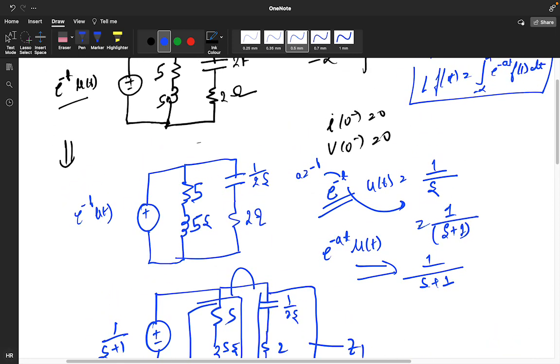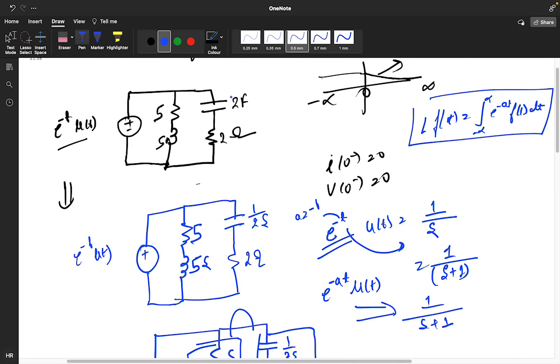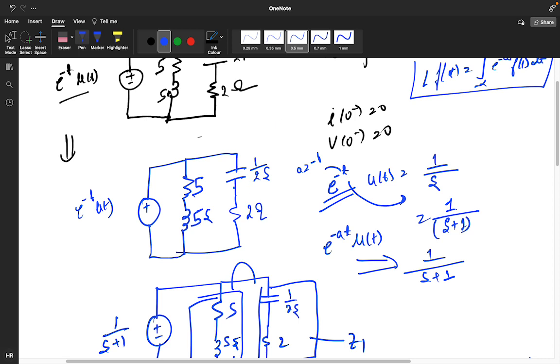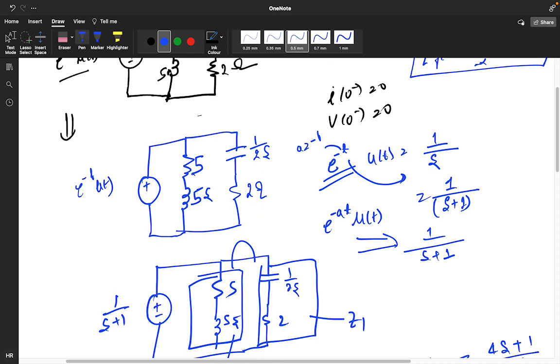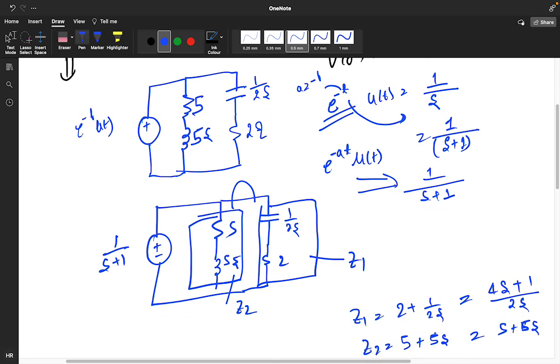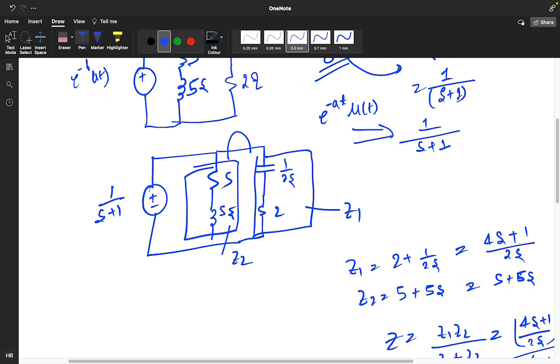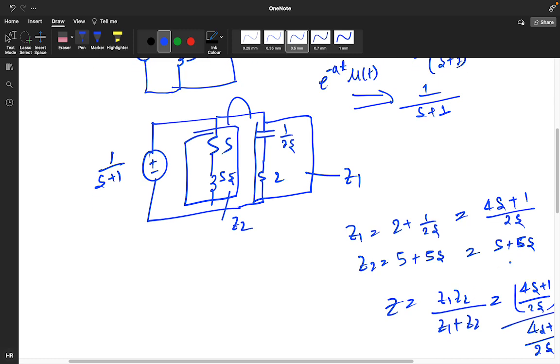Okay, and I told you about the conversion of a capacitor. We already saw how the capacitor is converted, and here the initial condition is 0, so no extra voltage will get added. Here also no extra initial condition will get added, so we directly get 1 by 2s, 5s, 5, 2. Now this is your Z1, this is your Z2. This Z1 is in series and this Z2 is also in series, so Z1 value you will get 2 plus 1 by 2s, so after solving you get 4s plus 1 by 2s, and Z2 value you get 5 plus 5s.